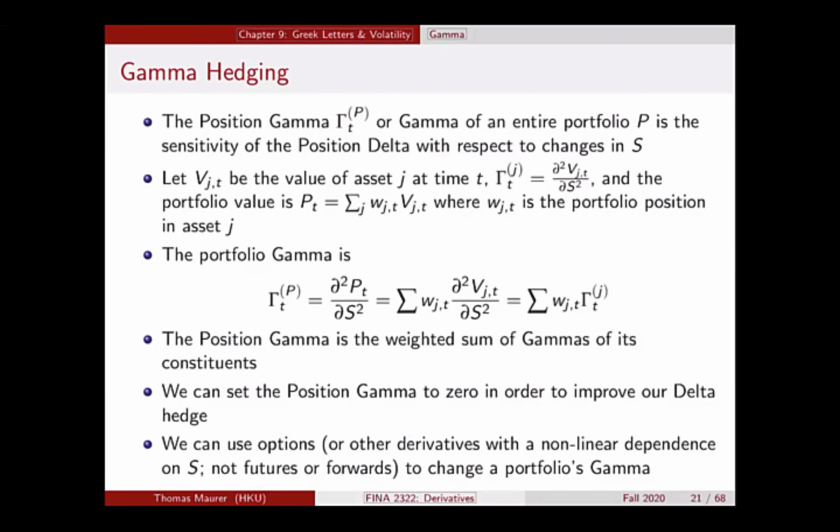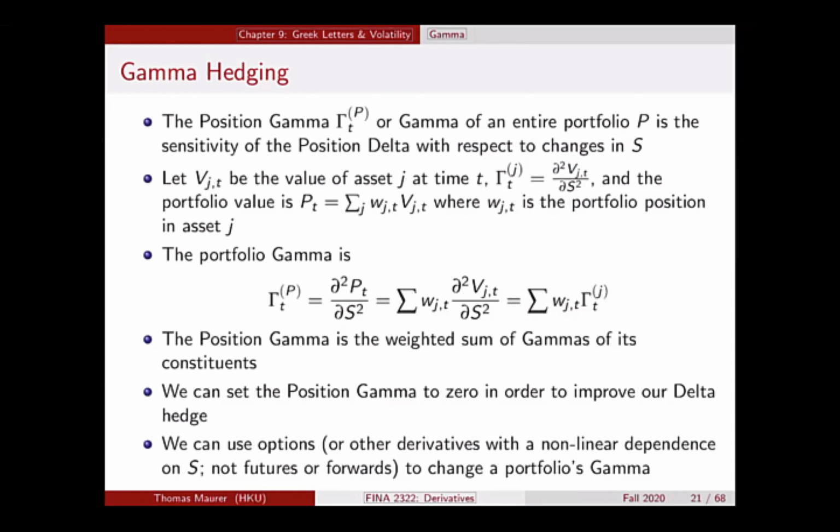Gamma hedging. Again, it's the same argument as we had before. If you think about the portfolio where you have some assets with values V_j, and you invest in these assets, and the portfolio weights are given by this W_j, so how much you invest in each asset, then the gamma of your portfolio is just going to be, well, you take your portfolio value, take the second derivative with respect to S, and that's just going to turn out as this weighted sum over all the gammas of your assets in the portfolio.